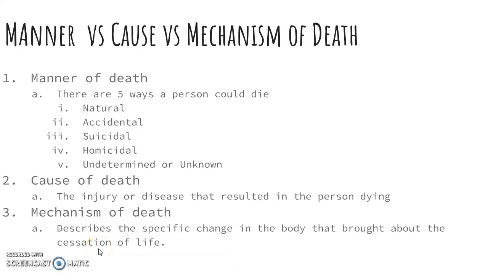When a body is found, the medical examiner or the coroner has to determine how and what caused that person to die. On the death certificate, they will write down a manner of death: natural, accidental, suicidal, homicidal, or undetermined. Those categories will determine which way it's going to go for the cause of death and the mechanism of death. The cause of death is the injury or disease that resulted in the person dying, and the mechanism of death describes the specific change in the body that brought about the cessation of life.